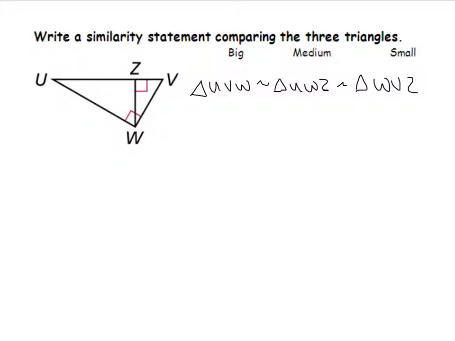All right, so even though your first letters might be a little bit different, remember the U should match up with the U and the W for the medium and the small. V should match up with WV and then WZZ, okay?